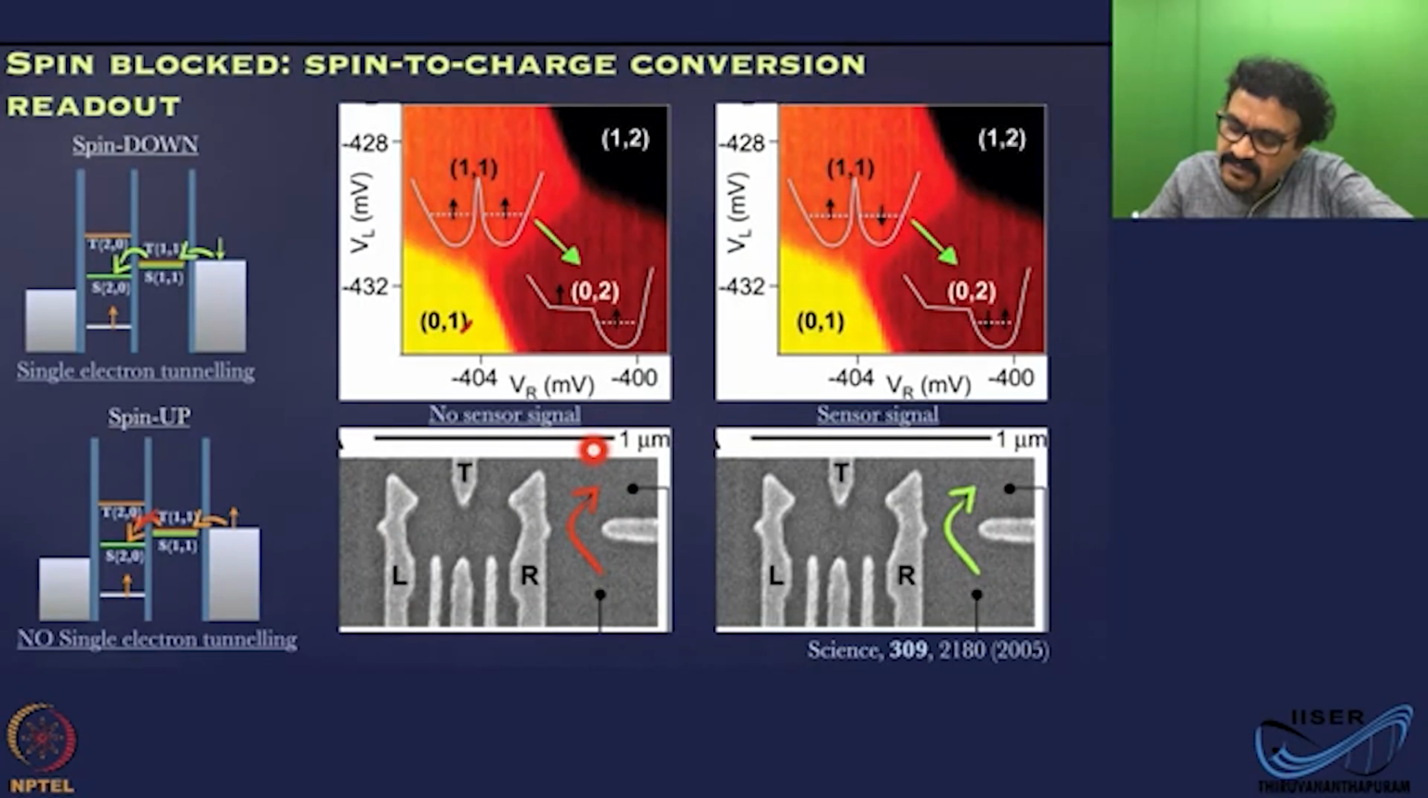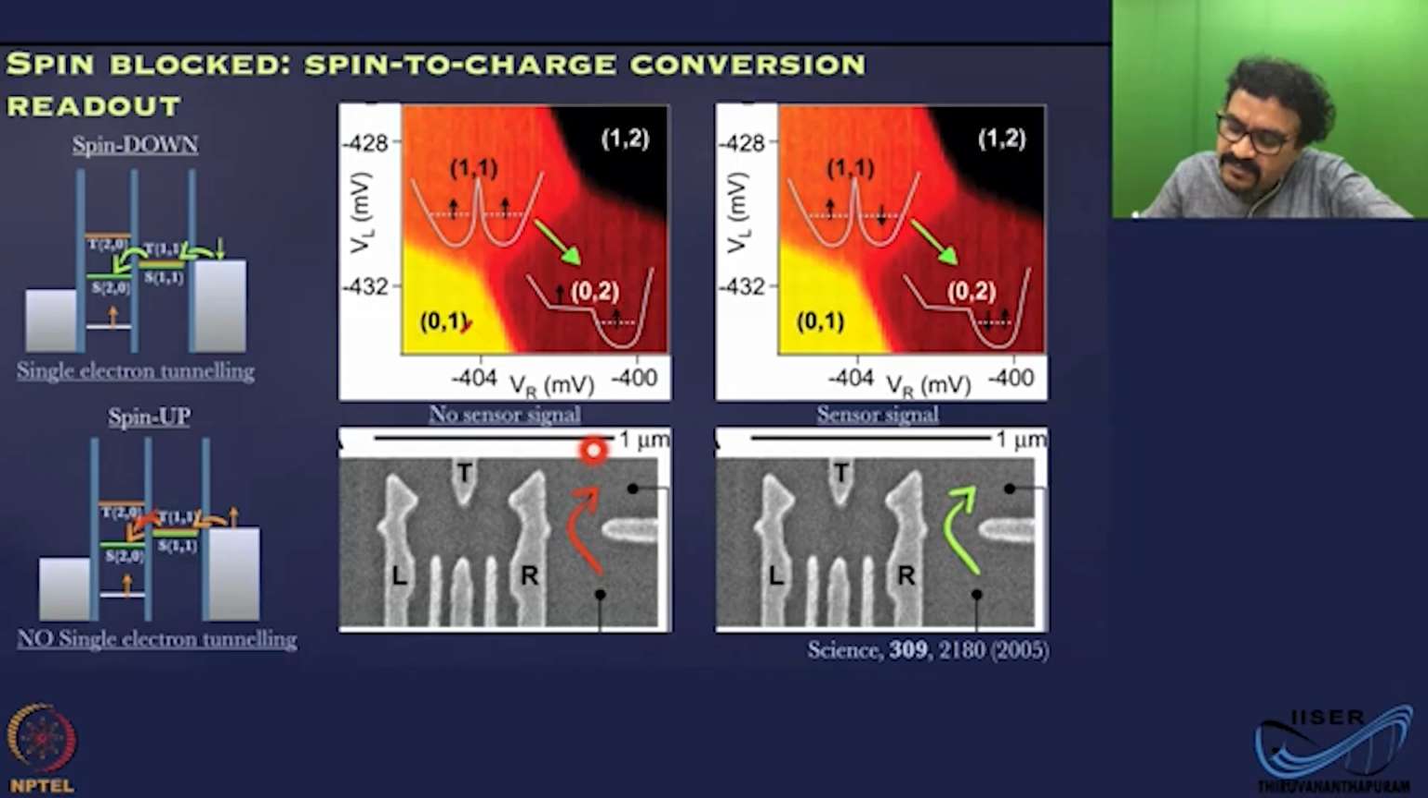Now there is another way to do the spin information. That is also a spin to charge conversion technique, but this uses Pauli's exclusion principle. So let's look at the case of a singlet triplet system. That means it's a double dot. A double dot is characterized by a honeycomb charge stability diagram.